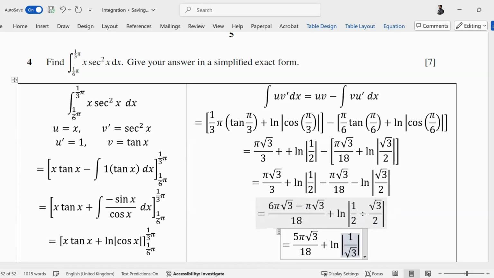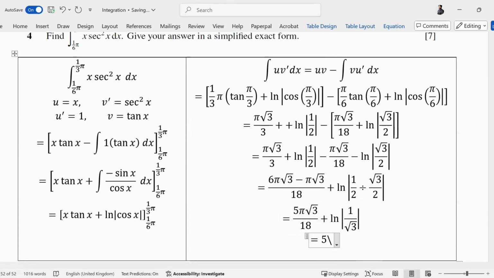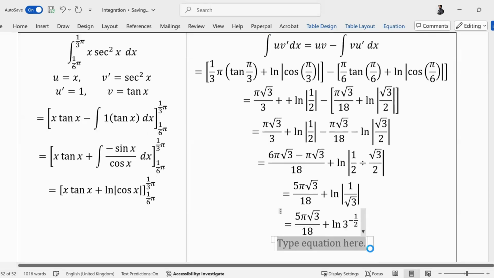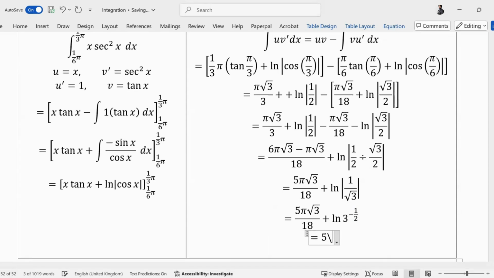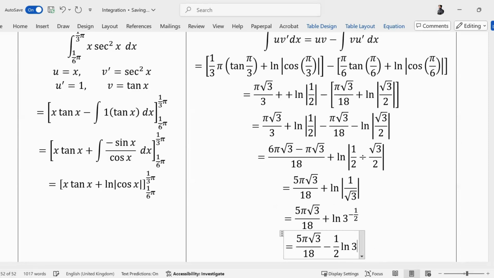अब obviously I can do further simplifications with log as well. I have got the final answer, but further log simplifications can be done. 3 को ऊपर लाऊंगा तो 3 की power negative half हो गई. So if you want to write in this way, you can, or minus half ln 3 to the power negative half, and you can obviously write it as 5 pi square root of 3 upon 18 minus half ln 3. Is this clear?